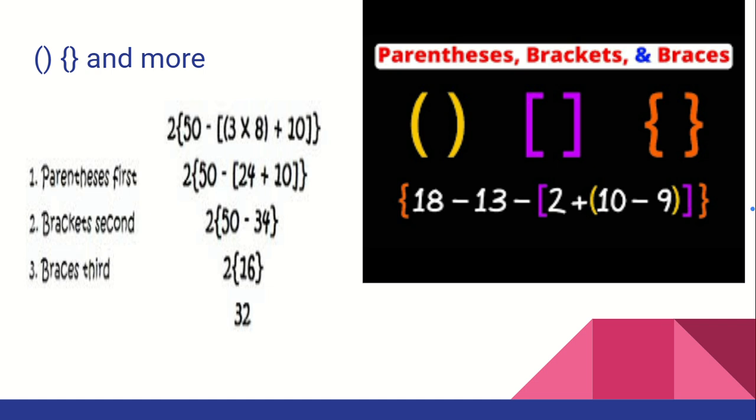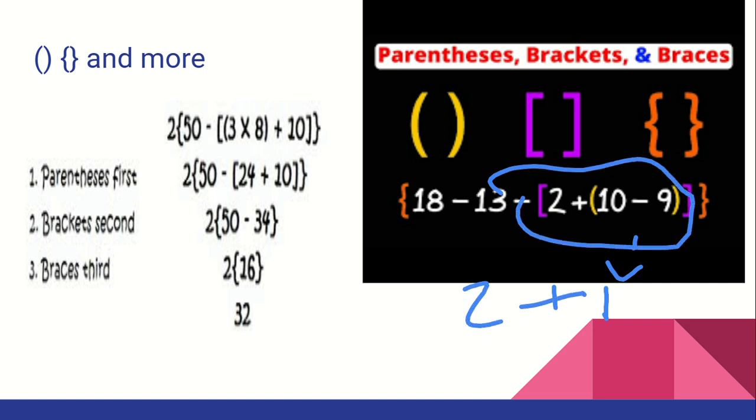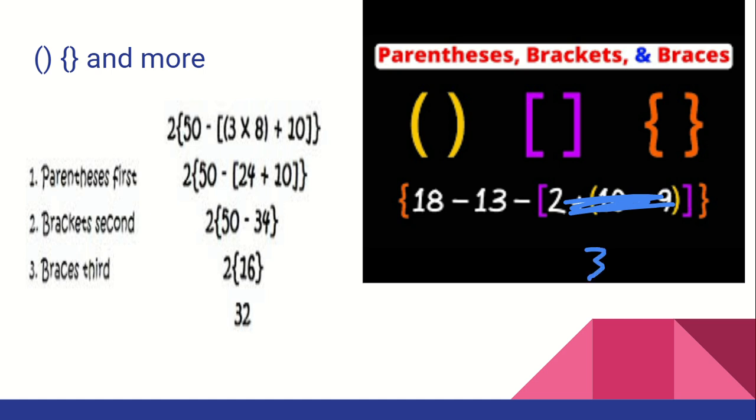If you got this over here, first solve the parentheses, then the brackets, next the braces. So first, 10 minus 9, that makes 1. And you have to do the bracket next. So 2 plus 1, 3. So this changes to 3. And then you have to do the braces next, which is 18 minus 13 minus 3. And you can make your own. So let's do the big ones first. 18 minus 13, which is 5, minus 3. And that makes 2. So your answer for this would be 2.